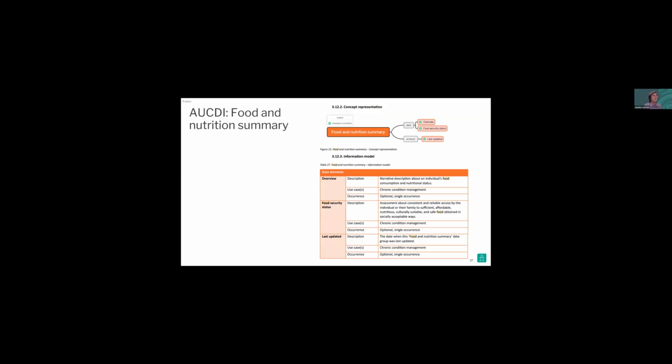Specific domains within the AUCDI have helped guide HIE's data standard development. For example, the food and nutrition summary shown here provides a conceptual model, which is in its early stages of development. So for now it includes data elements of an overview, food security status, and date last updated. The information model section includes descriptions, use cases, and a current status for each.